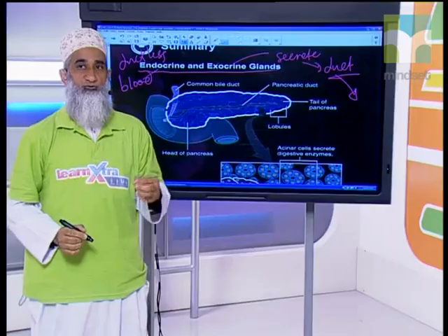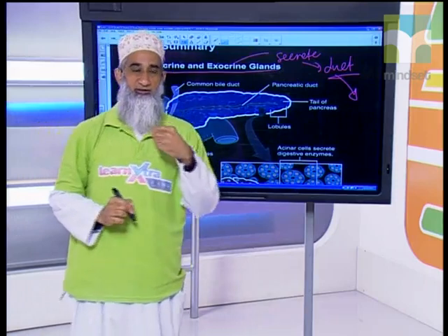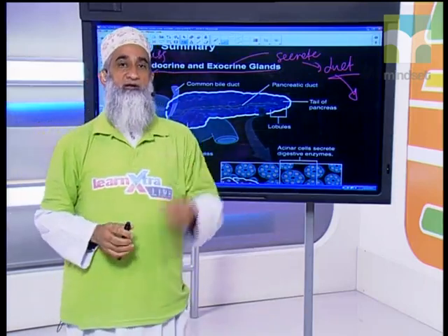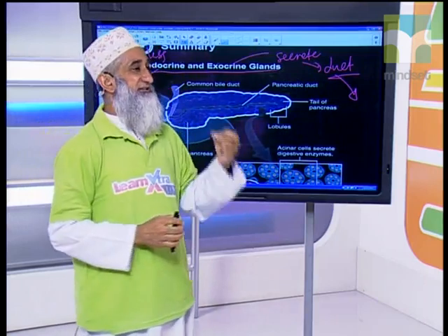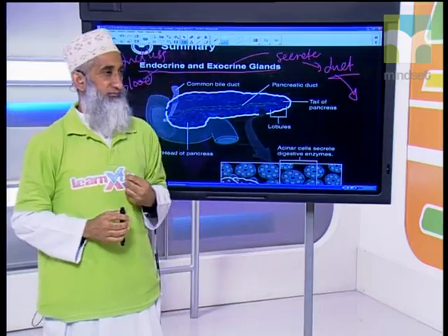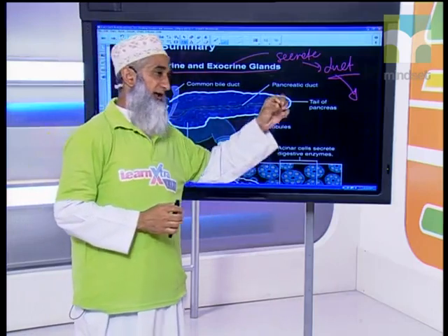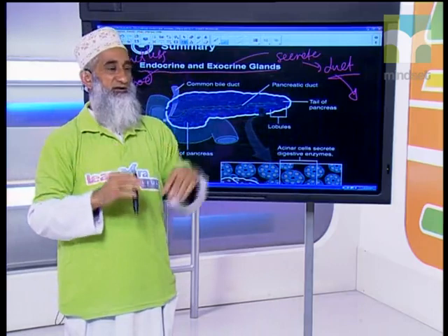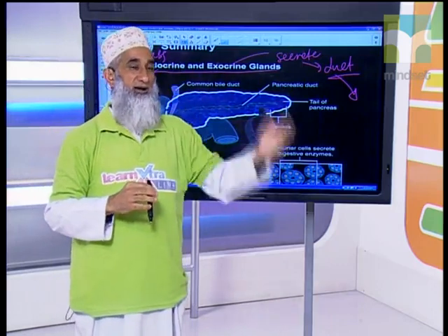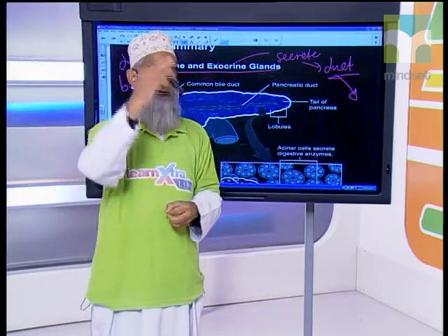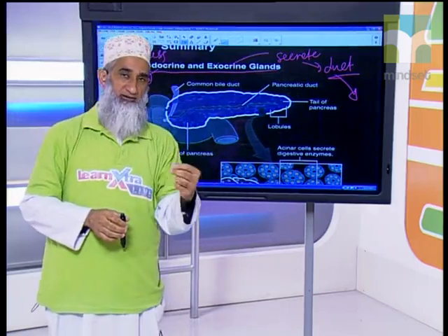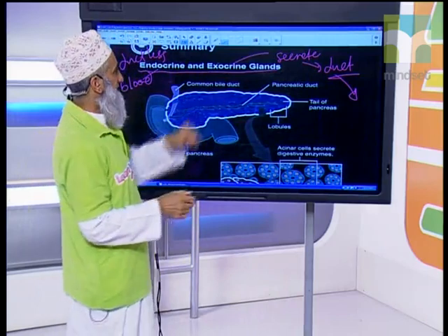For example, you were talking about the intestine. How does that work? The intestine secretes intestinal juice, and this will go into the hepatopancreatic duct, into the duodenum, and it will be secreted there. For example, the liver secretes bile. Bile then goes into the bile duct, common bile duct, and it goes that way. So that's what we are talking about.